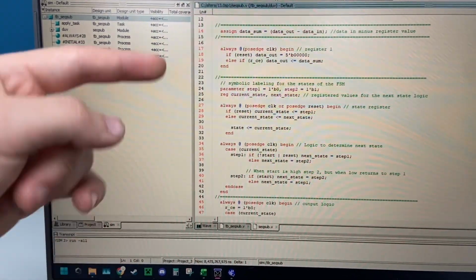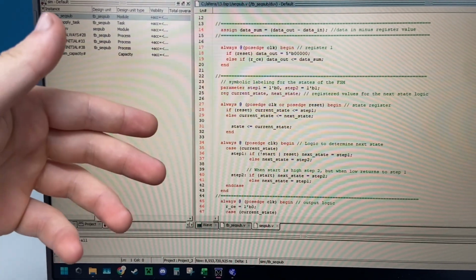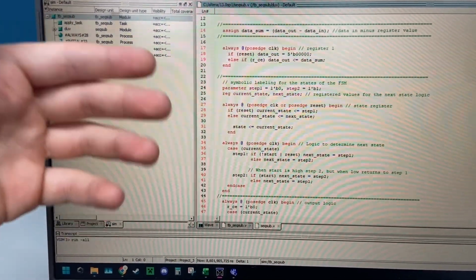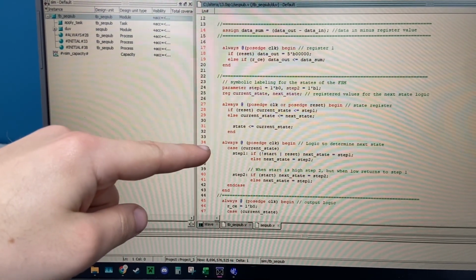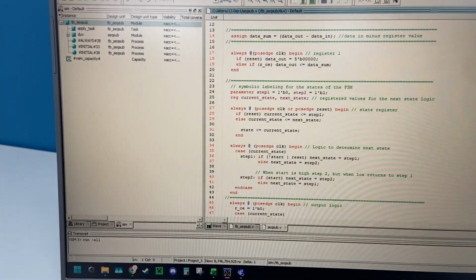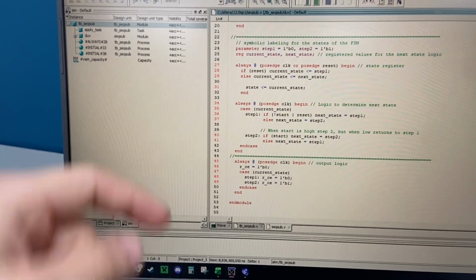And then we have the state register, just saying, if reset is low, then current state is next state, and so on and so forth. And then we have the next state logic, so this is step 1, step 2. And then we have the output logic, which is just our control signals for the output.